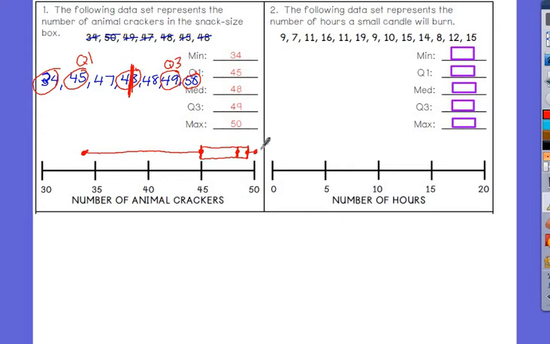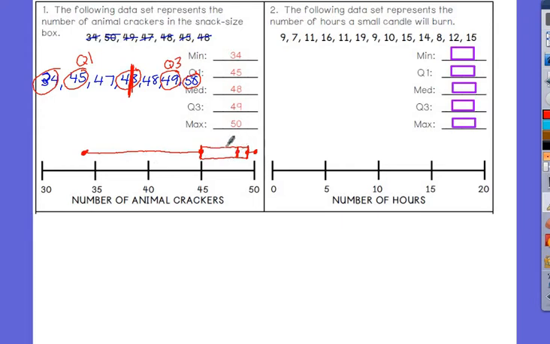So, looking at a box and whisker, who is my major outlier here? 34. How do you know he's the major one and 50's not the major one? Because it's got a longer whisker. Okay?